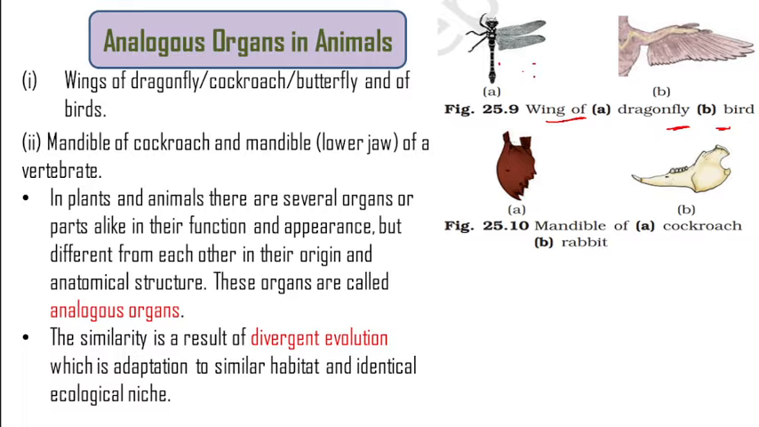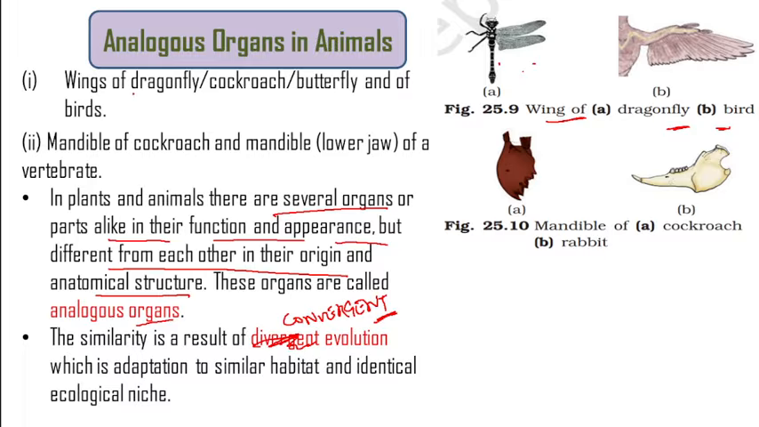Analogous organs, in plants and animals, are several organs or parts alike in their function and appearance, but different from each other in their origin and anatomical structure. These are the analogous organs. Oh, this is wrong, this is convergent. They represent convergent evolution. So wings of dragonfly, cockroach, butterfly and of birds are analogous organs.